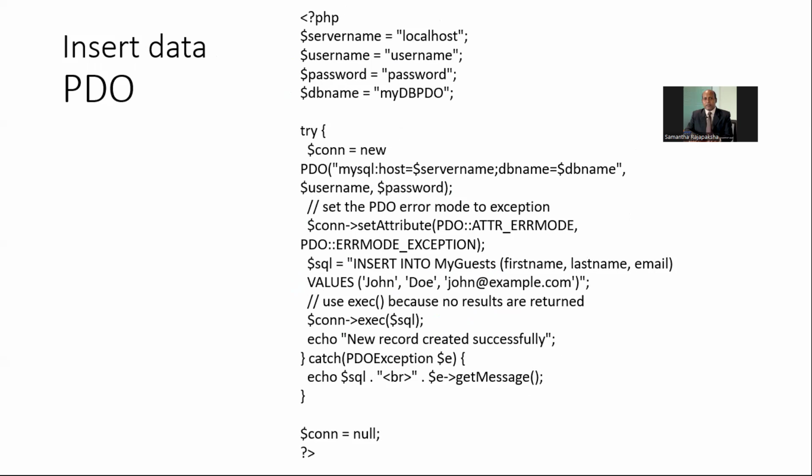Then how you can insert the data with PDO, that's the last one. Basically, you have to give the username, server name, password, and database name. And this is the place where you create the connection. After that, you have to run the SQL statement, insert into the given table with these values. And then you can execute it like this.